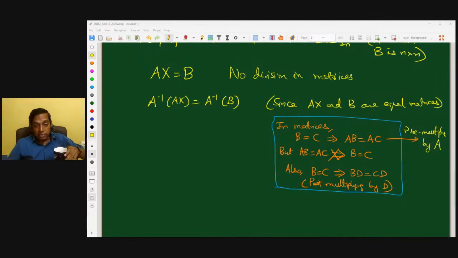But in matrices, because commutativity is not true, you can define pre-multiplication and post-multiplication as two separate operations, and both are valid. Okay, I hope this is clear.